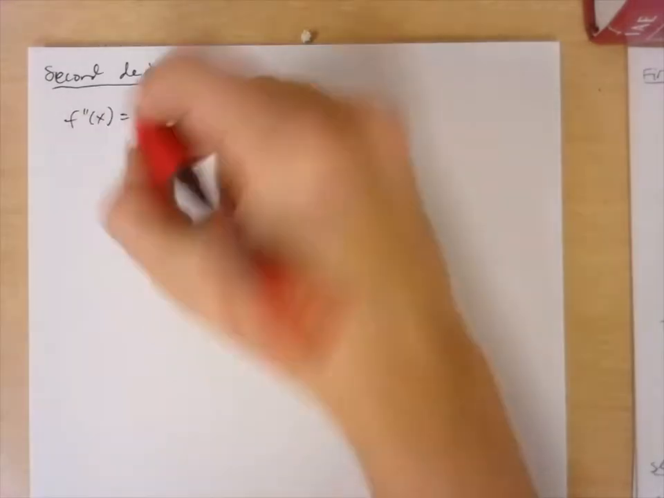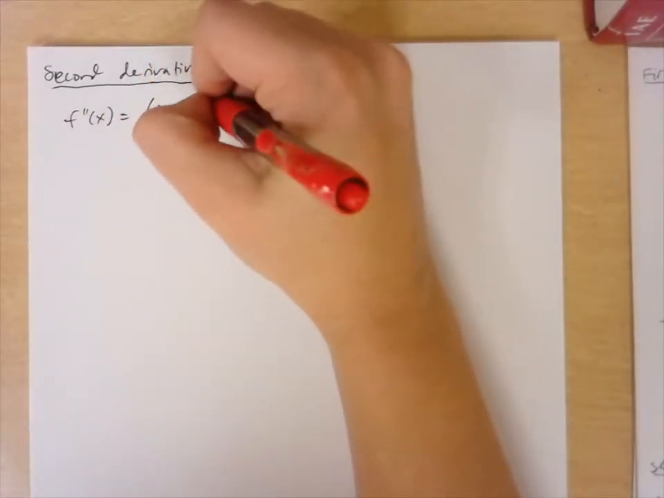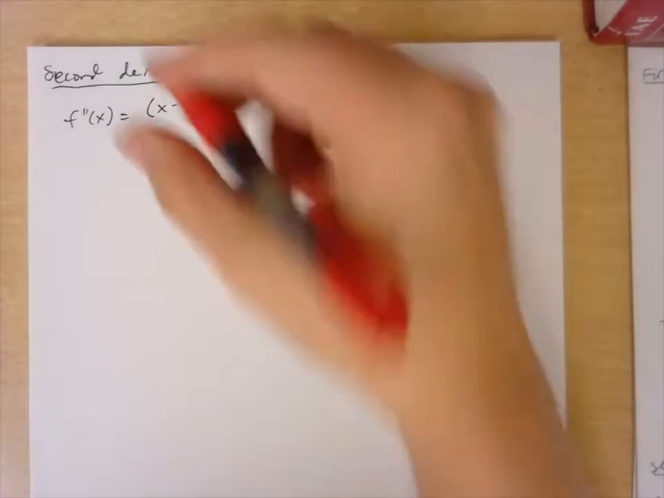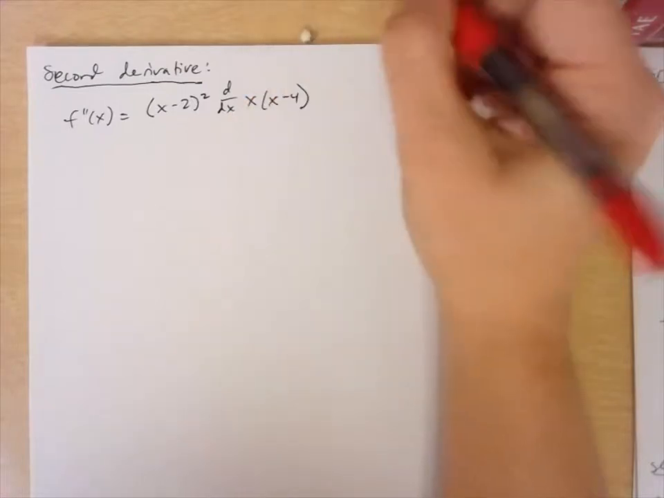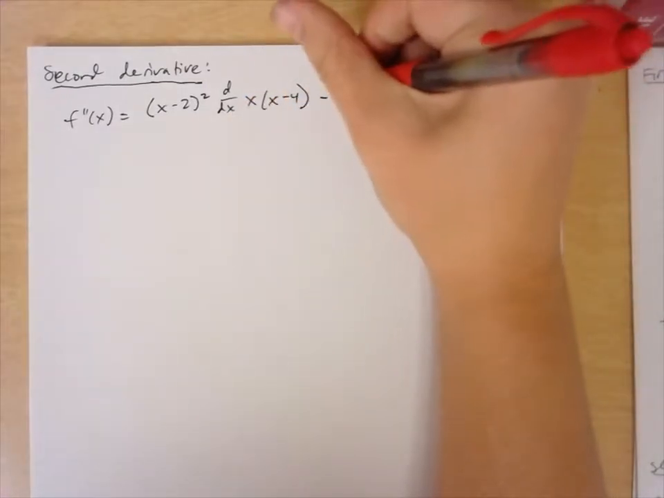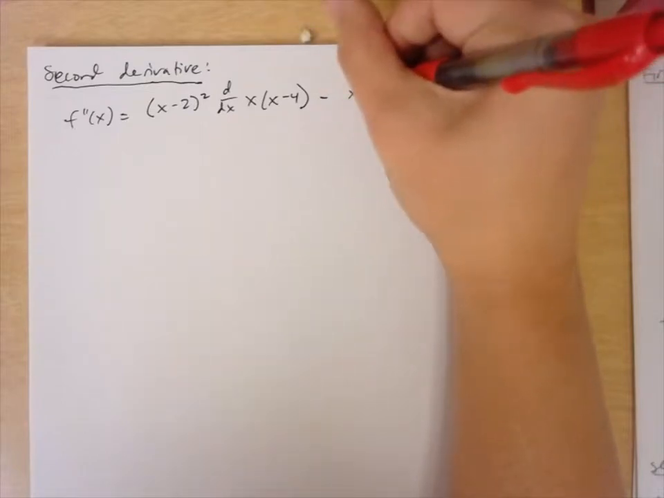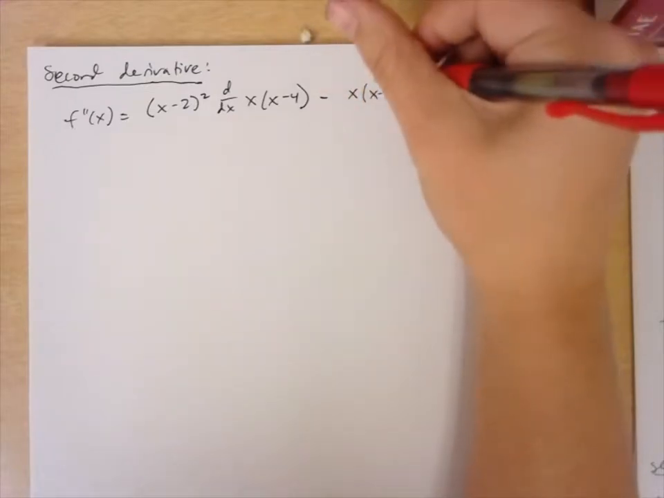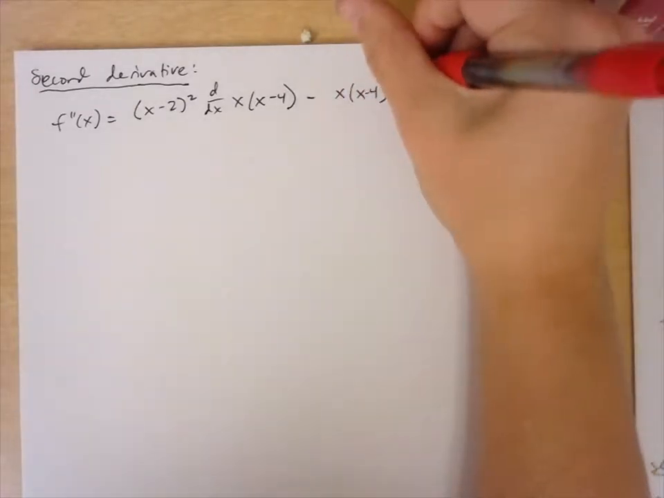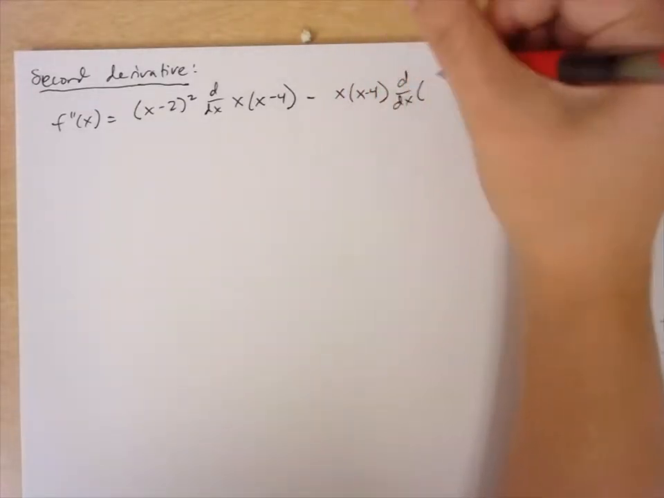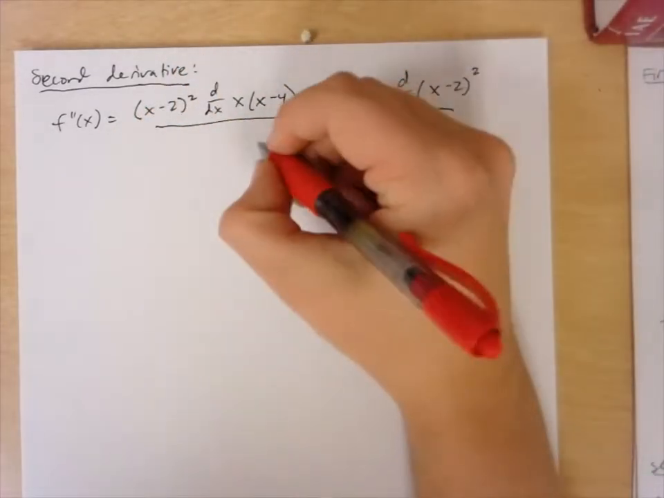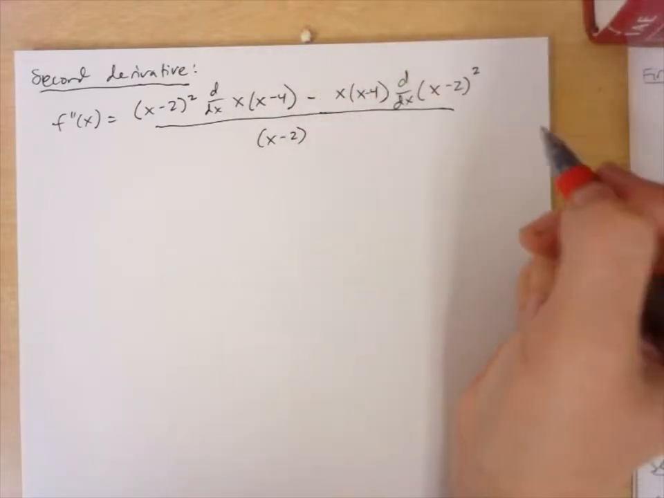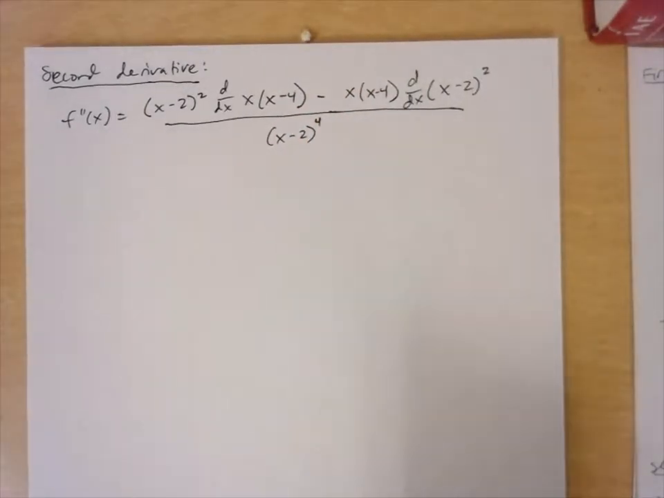So we're going to go low, which is (x minus 2) squared, times the derivative of the high. So I'm going to write that out: d/dx of the high, x times (x minus 4), minus high, which is x times (x minus 4), times the derivative of the low, the derivative of (x minus 2) squared. And we have it all over low squared, so (x minus 2) squared is to the 4th. Okay. We can start to find the derivatives here.